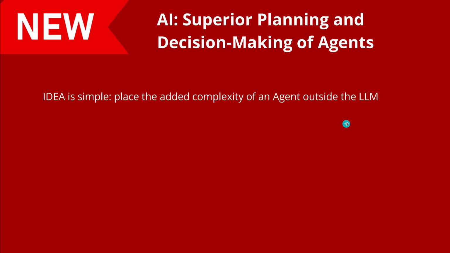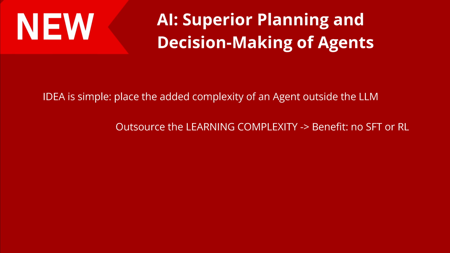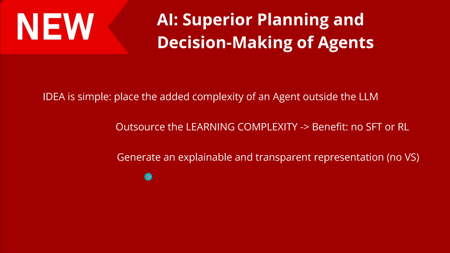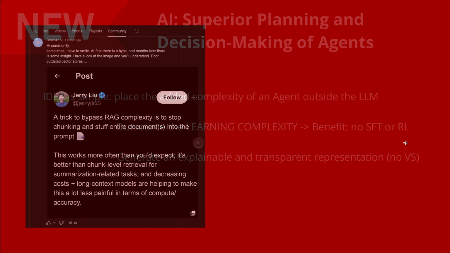We start here with a simple idea. We place the added complexity of an agent outside of the large language model. So this means we outsource the learning complexity for more complex tasks outside of the LLM, which has a beautiful benefit. We have no supervised fine-tuning or reinforcement learning happening on the LLM. We do not have to waste time, money, or energy on the LLM, but we go an alternative path. Plus, this new path will generate an explainable and transparent representation of a new learning paradigm. And no, we don't need any vector spaces anymore for this. So this means whatever we do with RAG, we do not need those anymore.